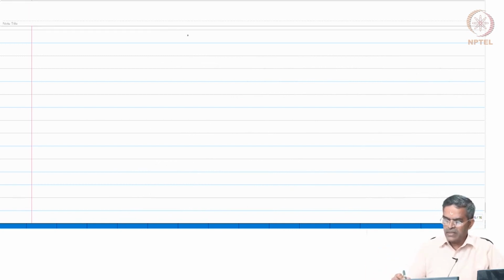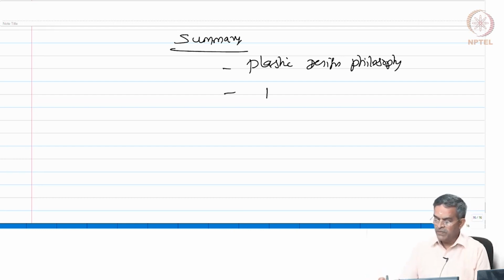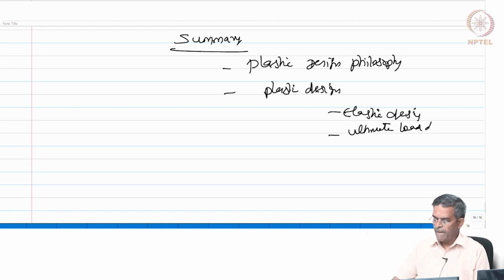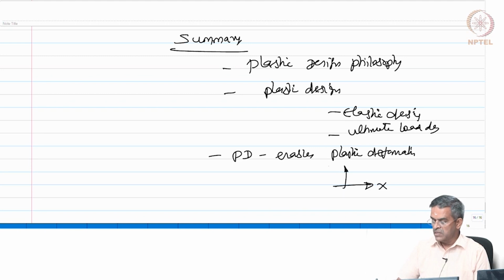So friends, in this lecture we have started understanding the importance of plastic design philosophy. We learned the difference between plastic design and compared it with elastic design and ultimate load design. We learned that plastic design enables plastic deformation, that is why the name plastic has come. The freedom is in the x axis, it is not in the y axis.